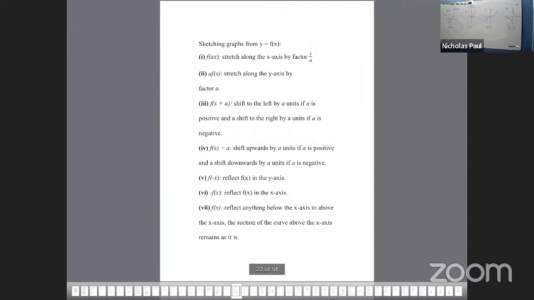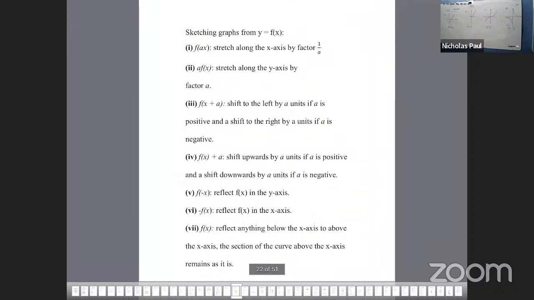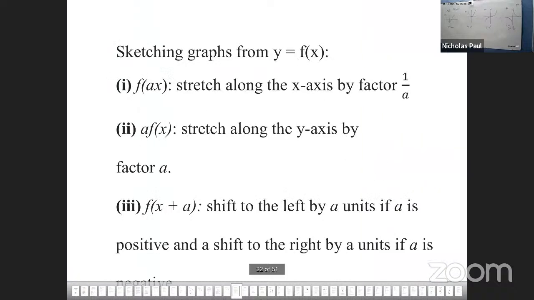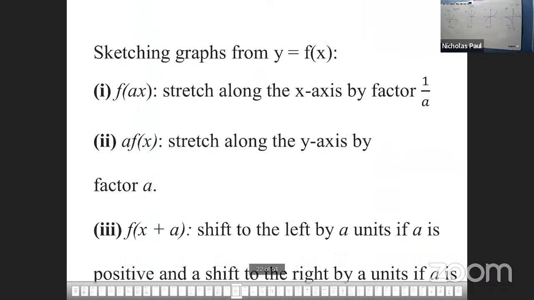All right. So can you see that there? Oh, wait. All right. So we're going to learn about some transformations, and we're going to go through each kind of transformation individually.